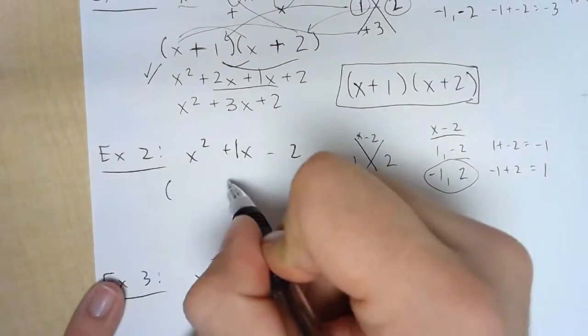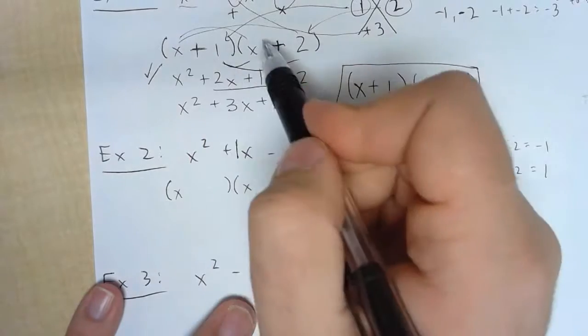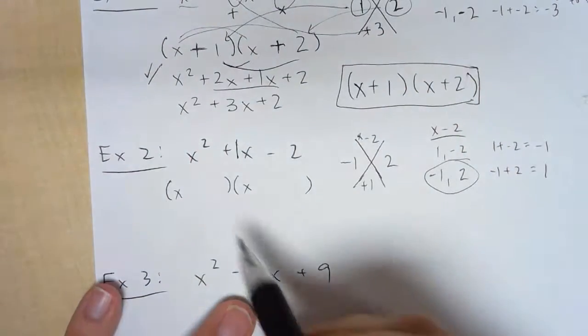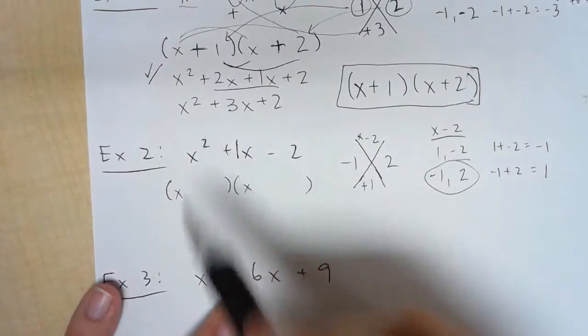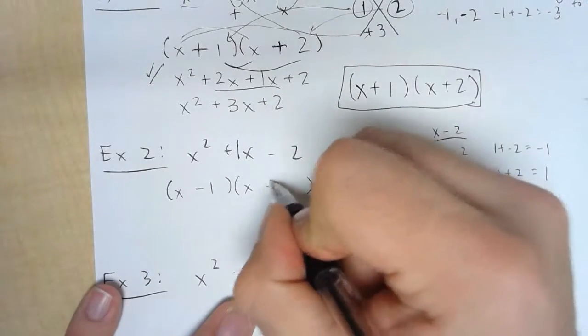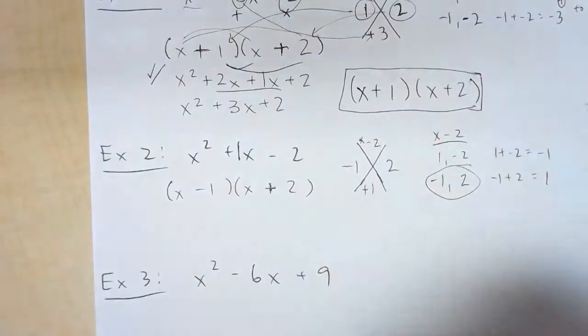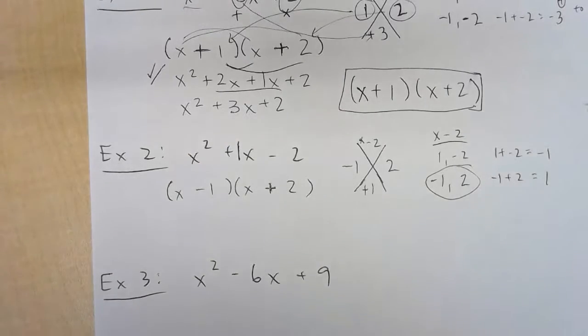So now I make my parentheses. We need to get x squared, so that's x times x. We multiply our first terms, we're always going to need our first number. And then I need -1 and +2. And I know the question might come up, does order matter? Does it matter which you put in here? And right now the answer is no. It definitely does not matter. So you can do this in whatever order you want to.